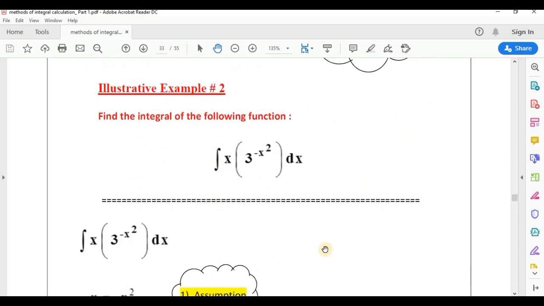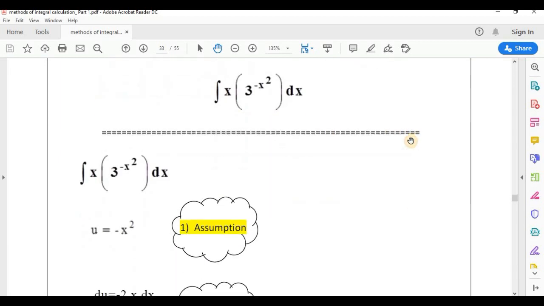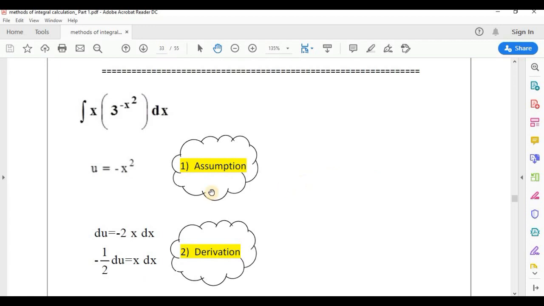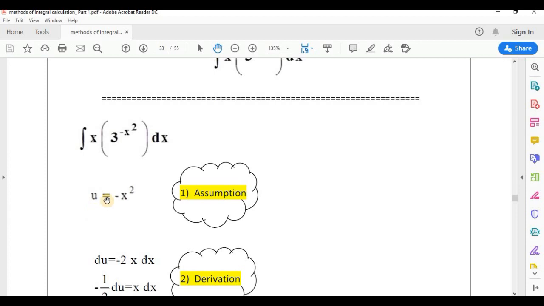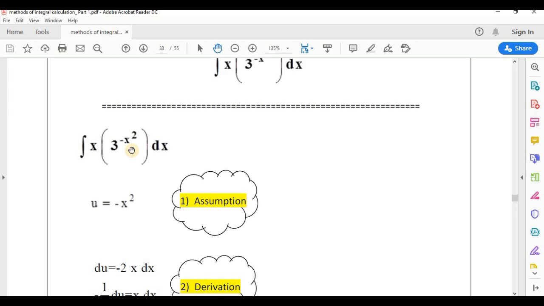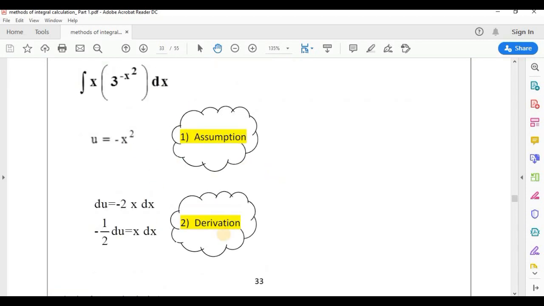Find the integral of the following function, and we will use the substitution method to solve this integral. As we usually do, what is the first step? Assumption. We will assume u equals minus x to the power 2. Second step, the derivation. We take the derivation of both sides. What is the derivative of u? It will be du. What is the derivative of this part? It will be minus 2x dx.